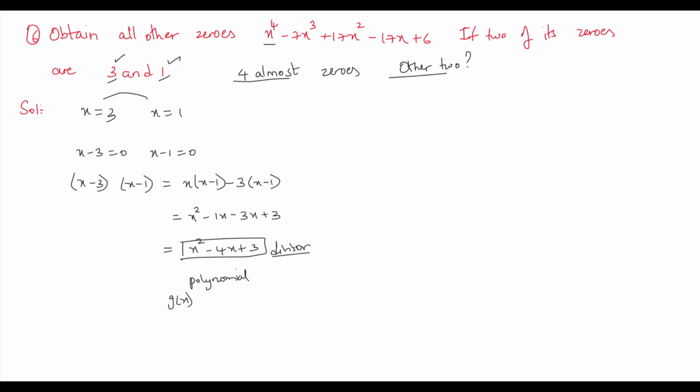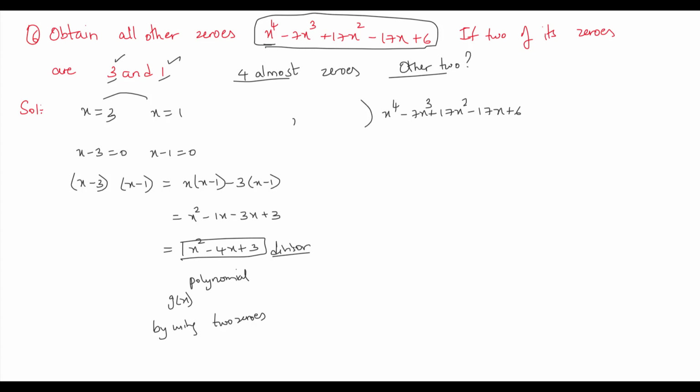g of x that is found by using two zeros. What will be our dividend? This will be our dividend. Again solving. Now by dividing p of x, x power 4 minus 7x cube plus 17x square minus 17x plus 6, by g of x, x square minus 4x plus 3.